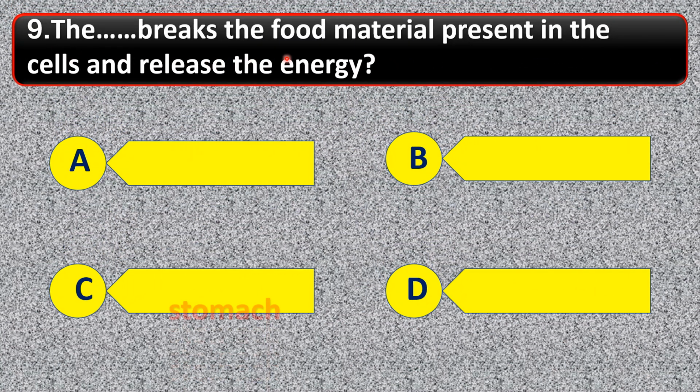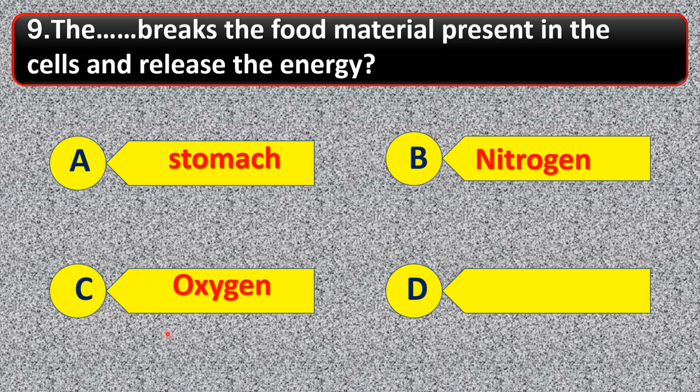The dash breaks the food material present in the cells and releases the energy. Option A stomach, option B nitrogen, option C oxygen, and option D blood. The correct answer is option C, oxygen. The oxygen breaks the food material present in the cells and releases the energy.